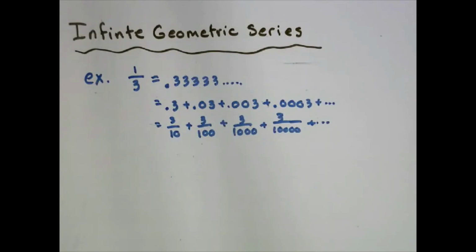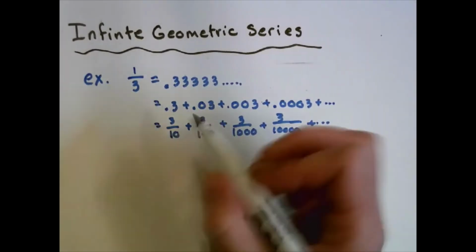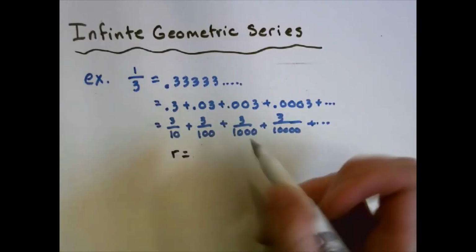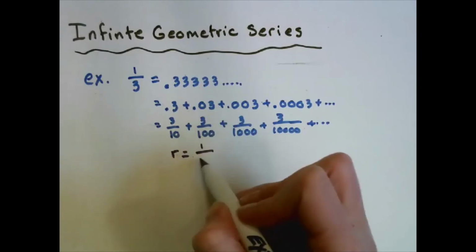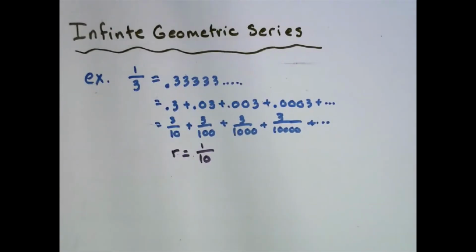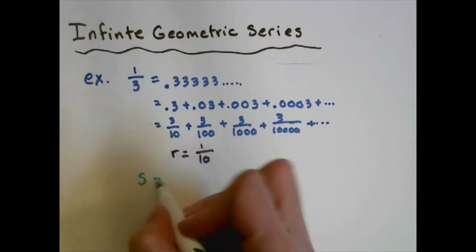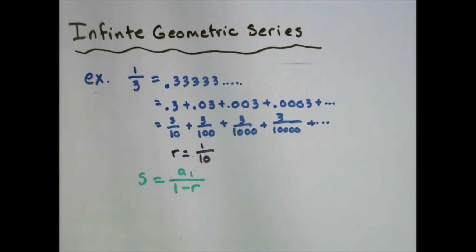We have an infinite number of things. We are adding them together, and it is geometric because there is a common ratio that we'd multiply to get from term to term. So what is that common ratio? Well, if we look at multiplying, we'd multiply each of these by 1/10 to get from term to term. So let's use our sum formula of an infinite geometric series. So S equals a1 over 1 minus r.